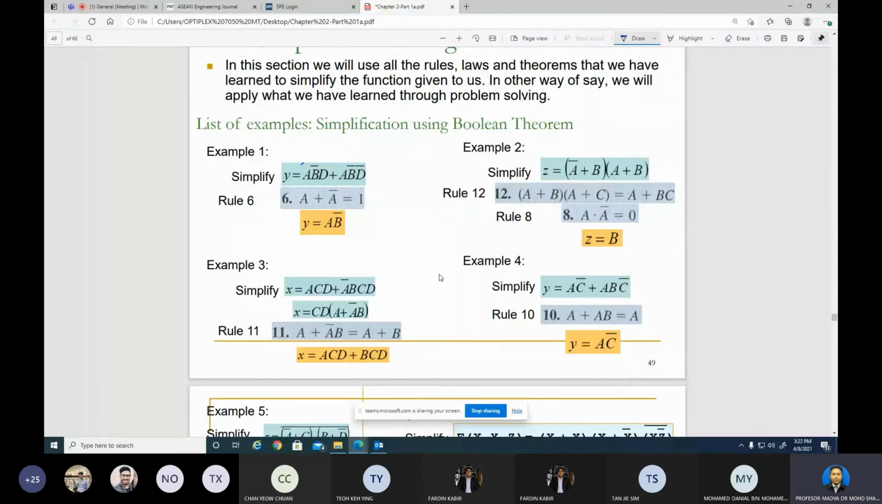Alright, so you can see this one. This one is D plus D bar, so this one will be 1.